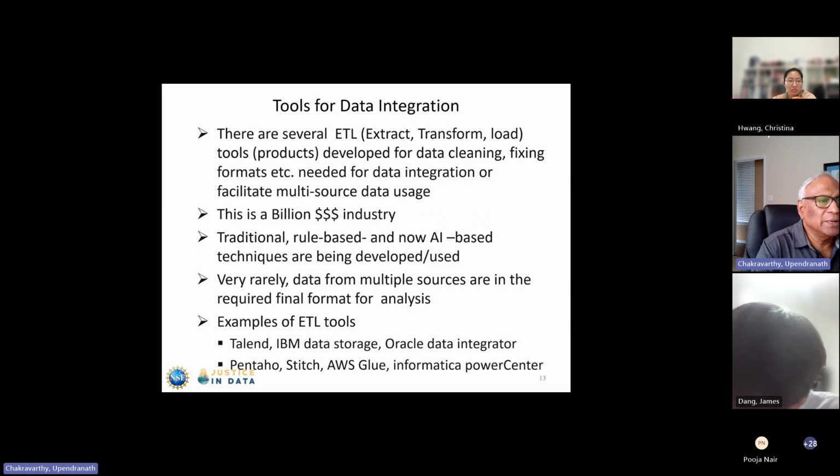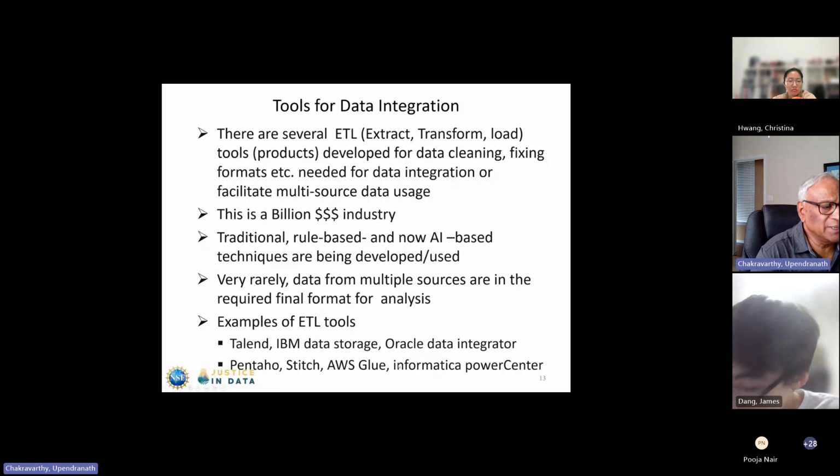So this is a very huge industry, extracting, transforming, and loading. Traditional rule-based and now AI-based techniques are being developed and used. So tools use different techniques. Very rarely is data from multiple sources in the required final format. That is true. So here are some examples of the ETL tools.